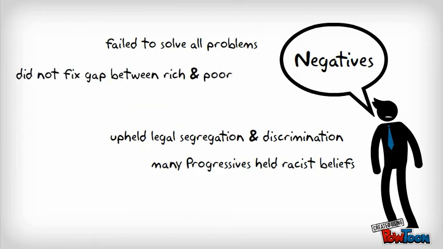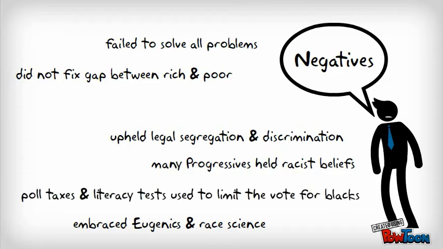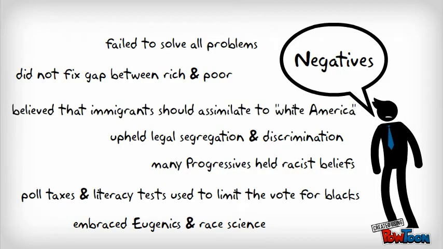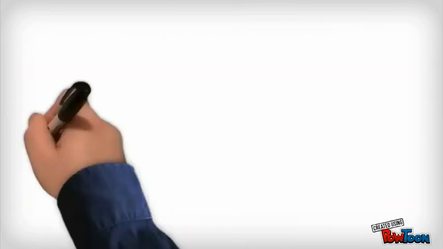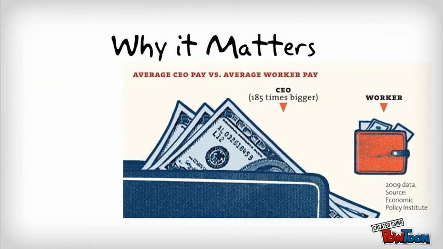Some of the negatives. Progressives didn't solve all the problems that they tried to, and in fact, a lot of them had some pretty negative opinions about people who were not white. Segregation, discrimination, and other issues are going to pop up during the Progressive Era that we're going to have to solve later on down the road.